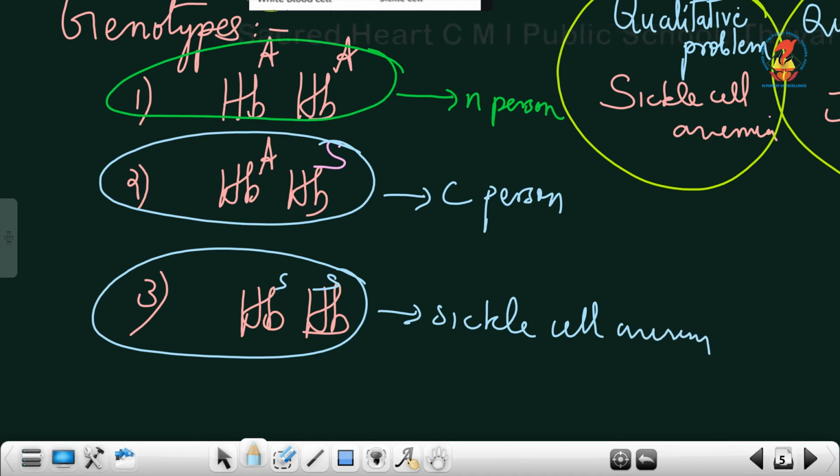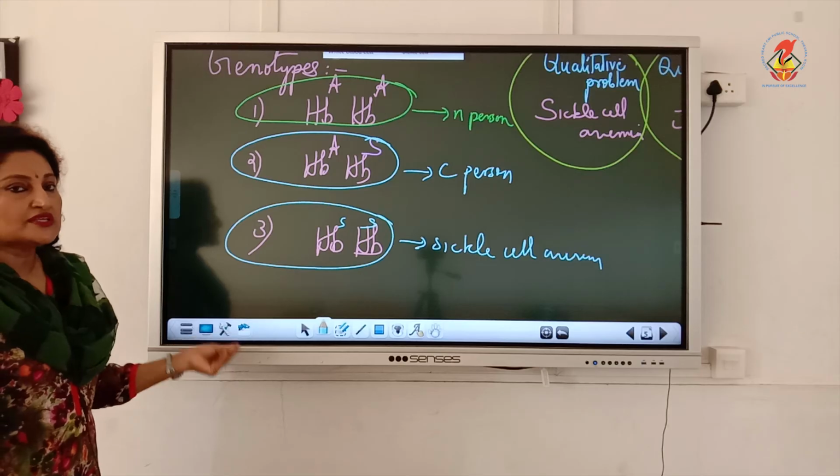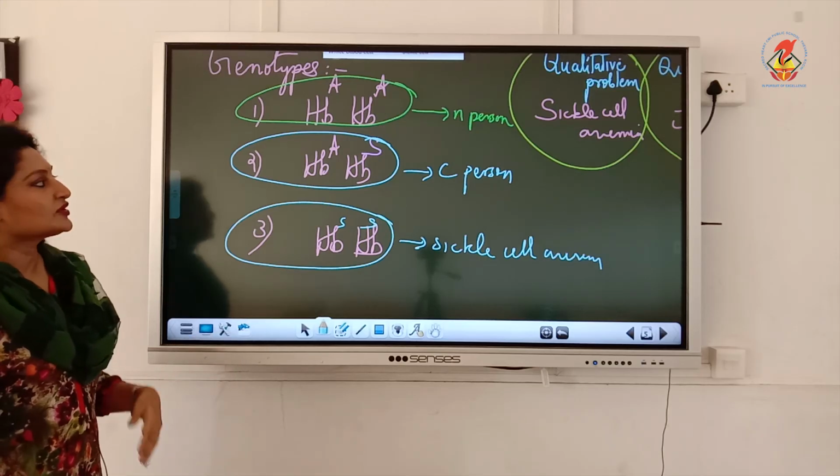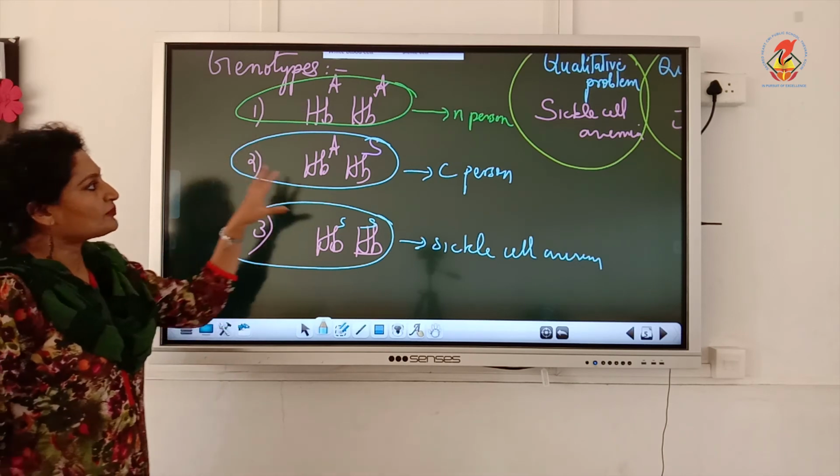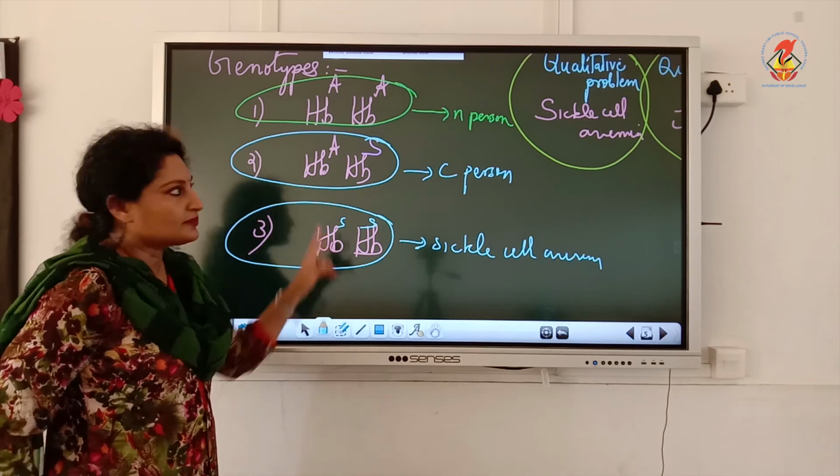So, the 3 possible genotypes are HBA-HBA, normal person; HBA-HBS, a carrier person, he or she is also normal; and last, the defective or sickle cell anemic person is HBS-HBS. This is the easiest. You get problems based on sickle cell anemia, it's very easy, because the only options are between these 3 genotypes, irrespective of the sex. So, remember the genotypes.